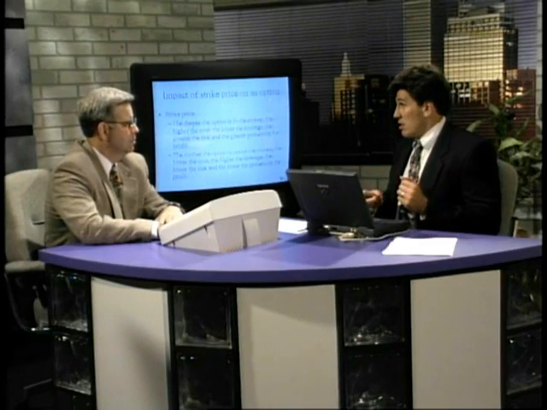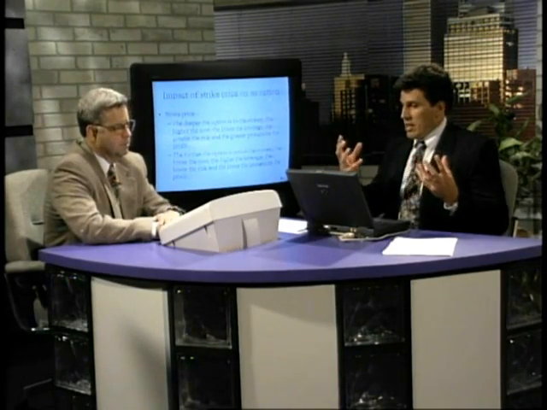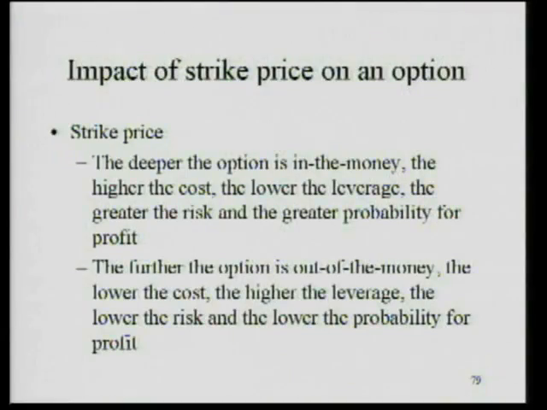And on a percentage basis, you're actually lowering your profit potential. So things are offsetting themselves. The further the option is out of the money, you're lowering your cost, you're getting more leverage, but with that lower cost comes lower risk, but also a dramatically lower probability of profit. So it just depends on what your risk tolerance is. Just realize that when you reduce your out-of-pocket expenses, generally speaking, you're also going to lower your probability for profit. So if your probability is more important to you, don't lower your out-of-pocket expenses.